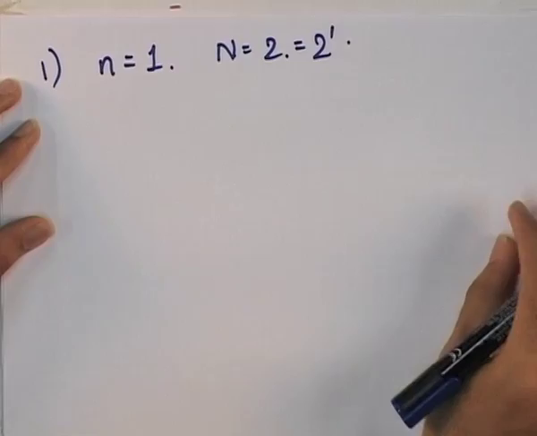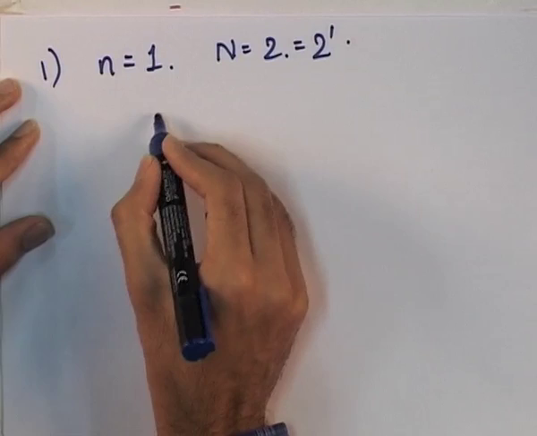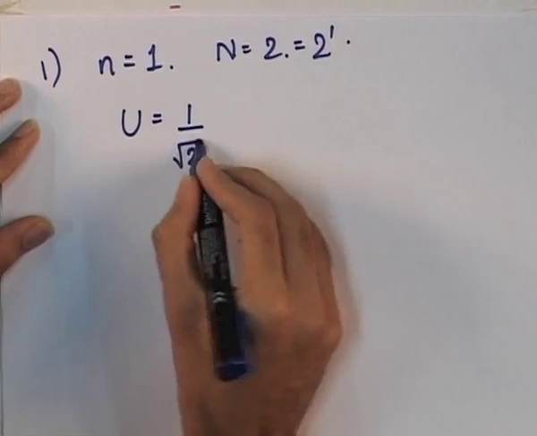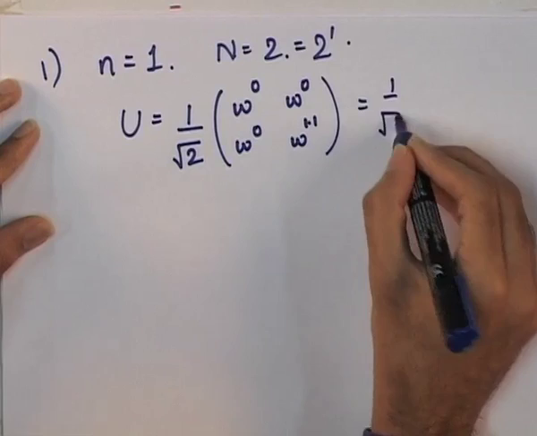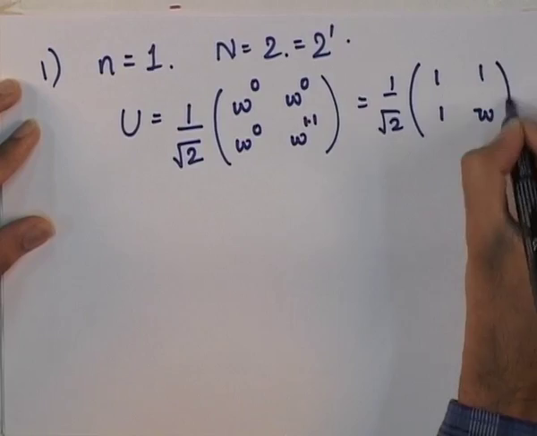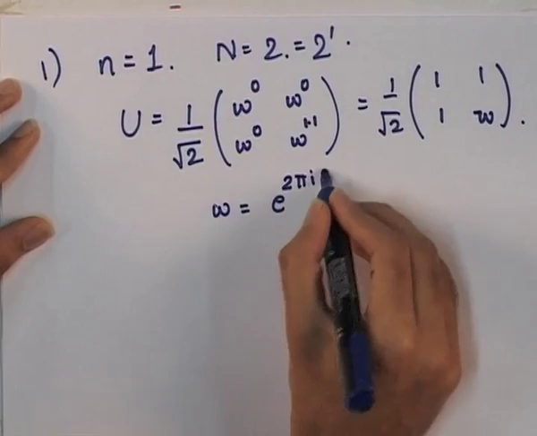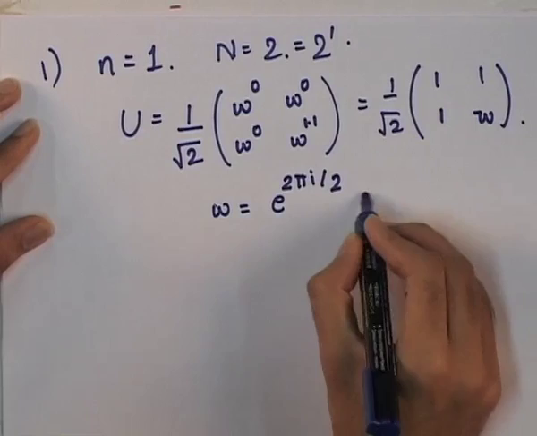The matrix would be given by U equal to 1 upon root n times omega raised to 0, omega raised to 0, omega raised to 0, and omega raised to 1 dot 1, which is 1 upon root 2 times 1, 1, 1, omega. Now, omega is given by e raised to 2 pi i upon 2 raised to n. Here, 2 raised to n is just 2. So, this is e raised to pi i, which is minus 1.